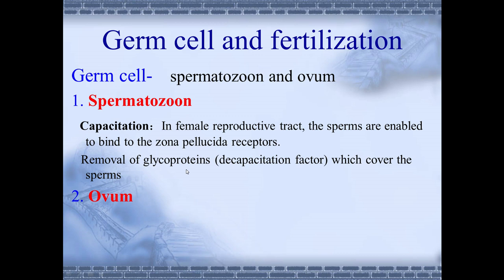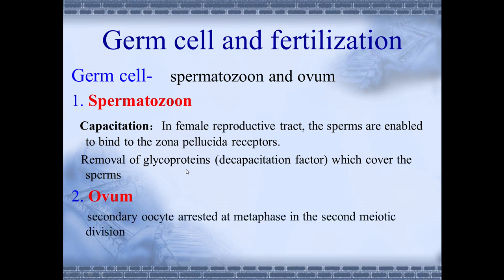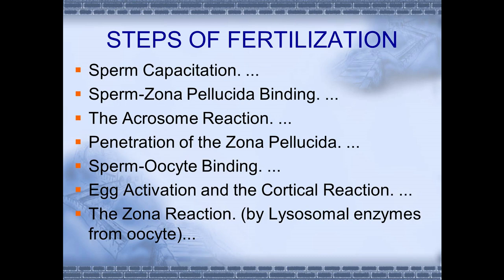Then what happens to the ovum? There is formation of the secondary oocyte, and that is arrested at which phase? Metaphase, in the second meiotic division. This we already know. So if we put together the steps of fertilization, there is sperm capacitation, sperm zona pellucida binding, acrosome reaction, penetration of the zona pellucida, sperm oocyte binding, egg activation and cortical reaction, and then there is the zona reaction, that is by the lysosomal enzymes of the oocyte.